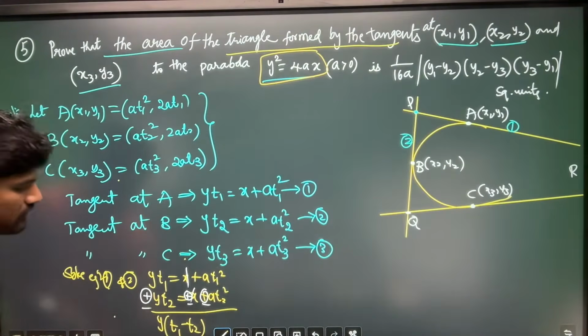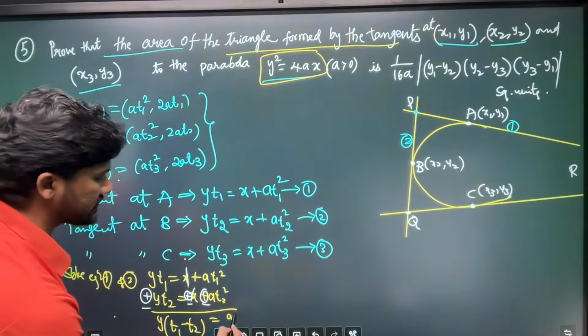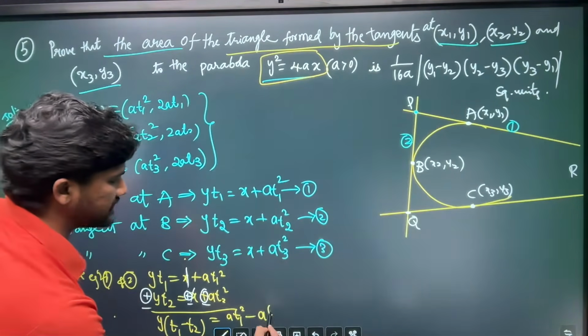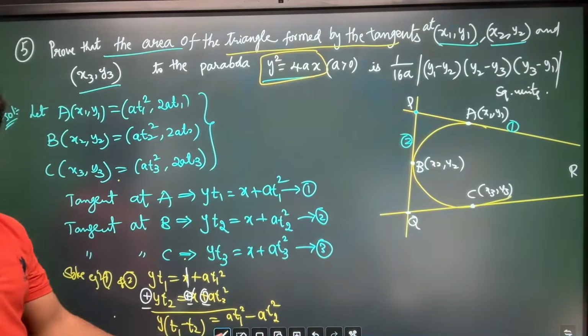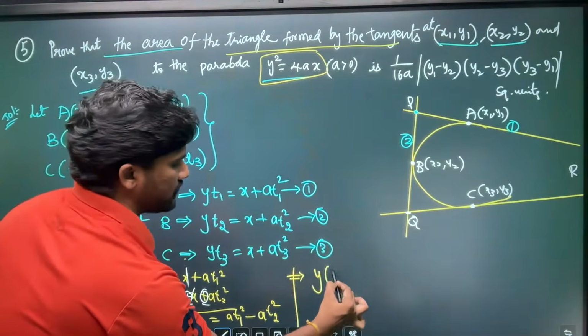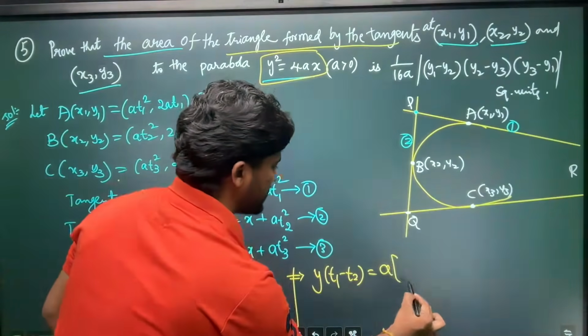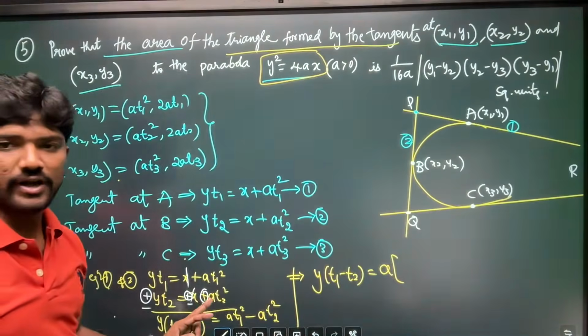T1 minus T2, T1 minus T2 is equal to a T1 square minus a T2 square. Clearly, if you take a common, then you will get y into T1 minus T2 is equal to a common, T1 square minus T2 square.